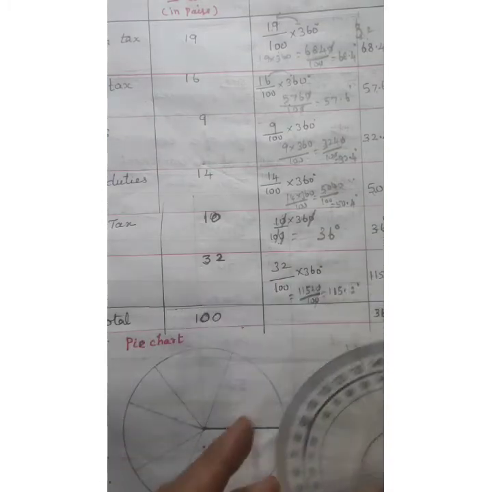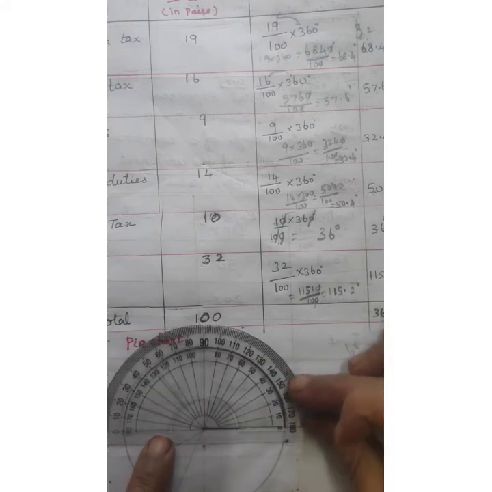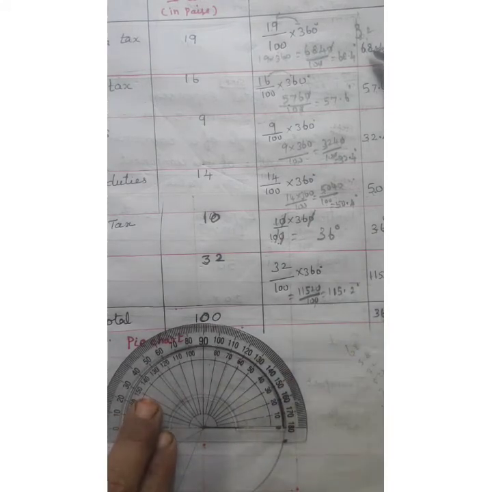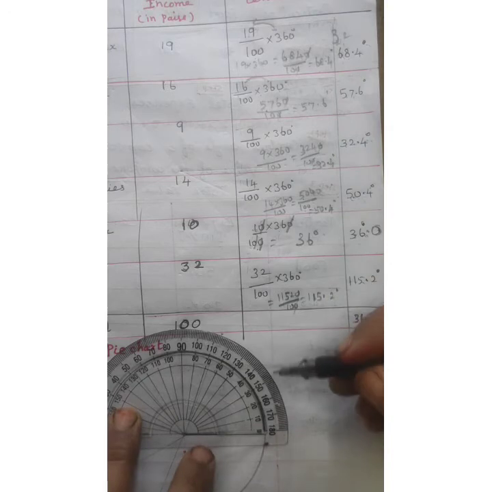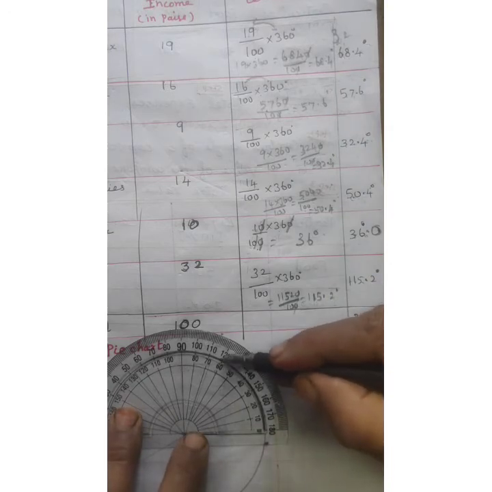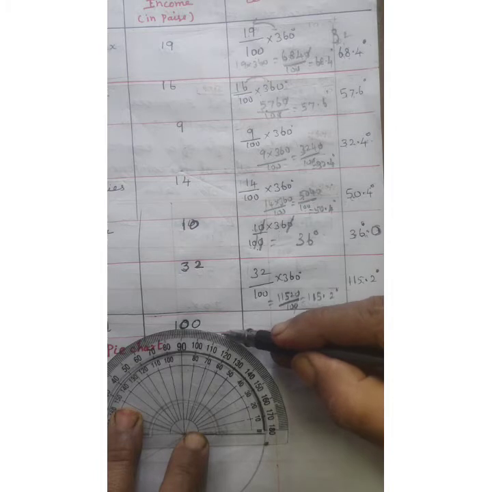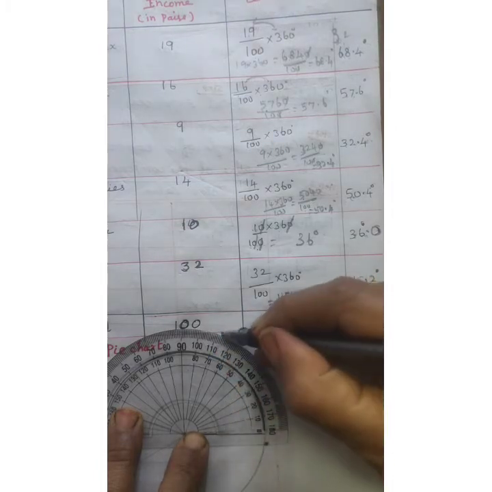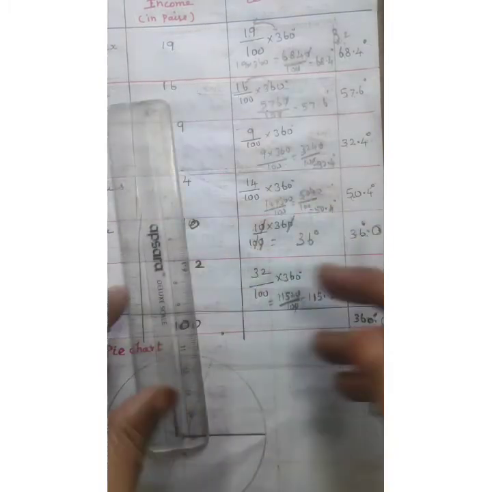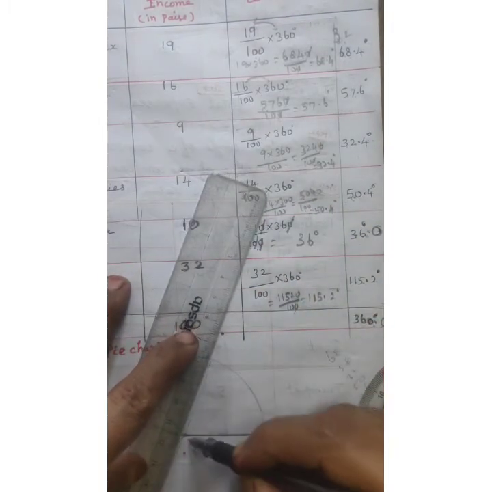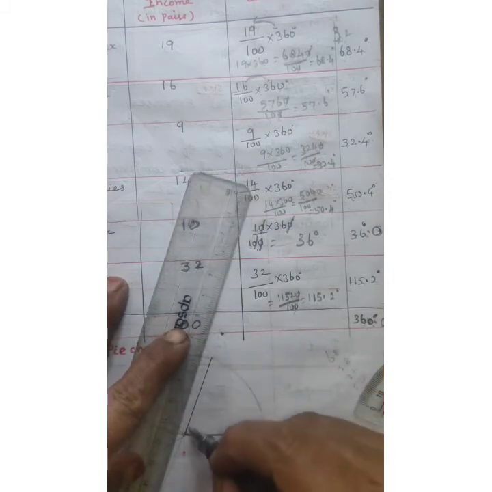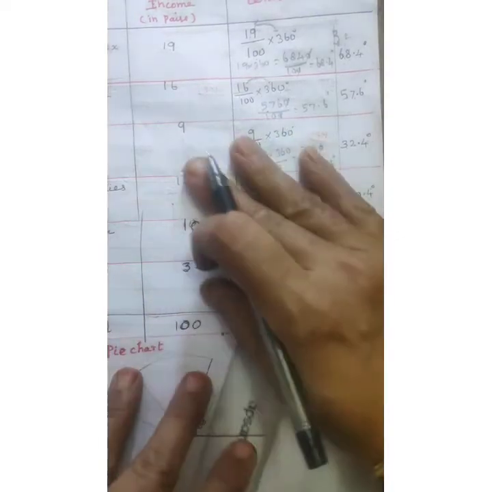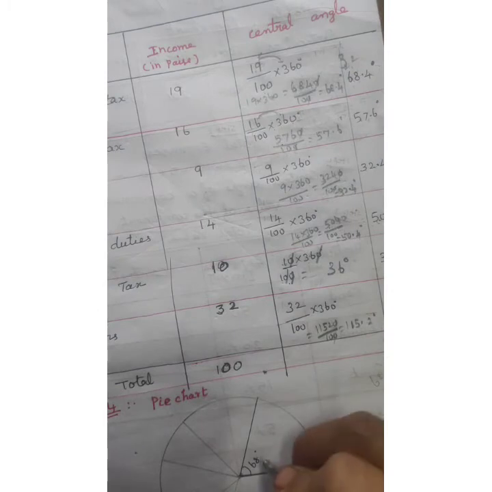Keep the protractor at the center point and measure 68 degrees. After the point it is below 5 only, so you measure 68 degrees. Count 60, 61, 62, 63, up to 68. Here only it comes, so keep the point and draw the line. The line should not go outside; it should touch correctly. 68 degrees: what is given in the sources? Corporation tax. So you write corporation tax.